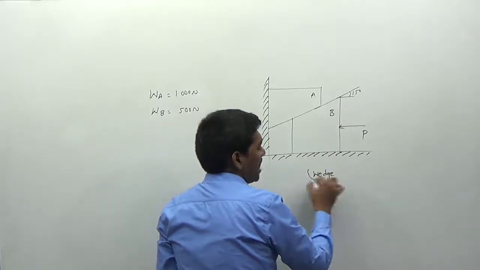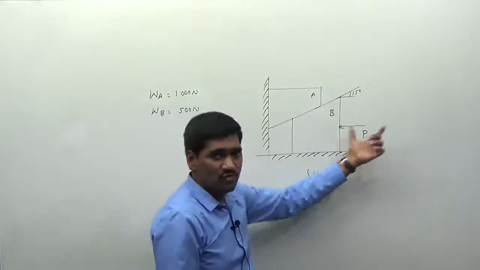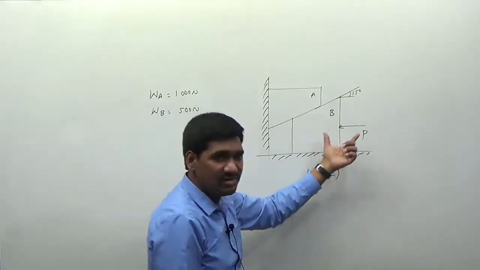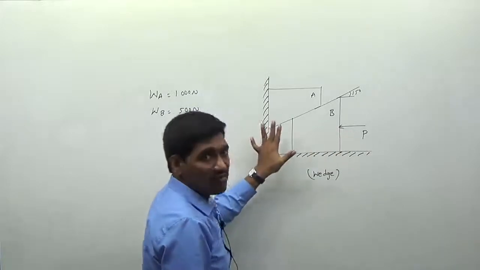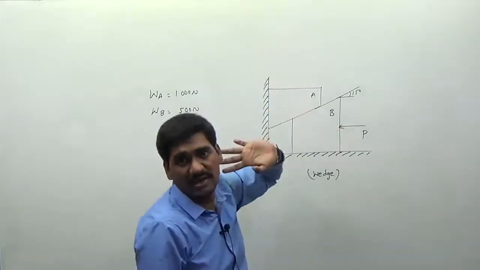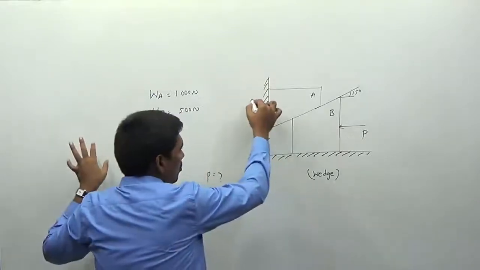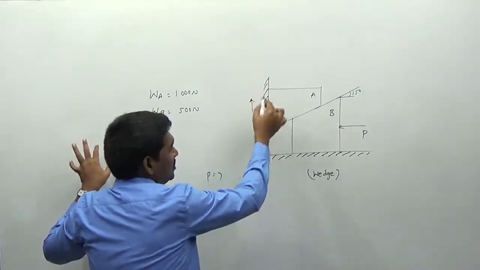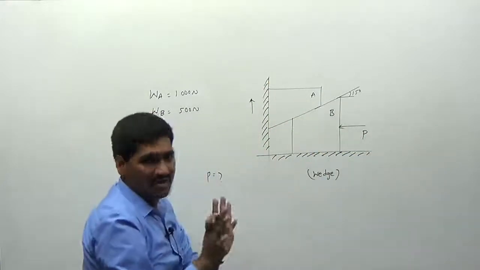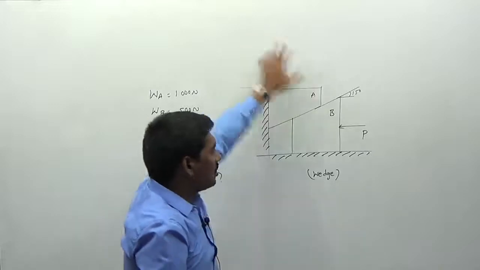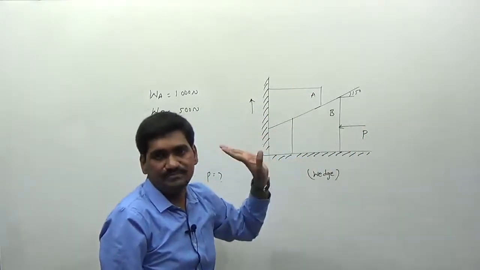On this wedge I am applying a force P in this direction. Whenever we apply the force P in this direction, the wedge will move towards the left, and whenever the wedge moves towards the left, the block will move in the upward direction. That is the phenomenon. To move the weight A in the upward direction we use this entire arrangement. The question is, to raise this block, what is the force P that we have to apply? That is the concept.